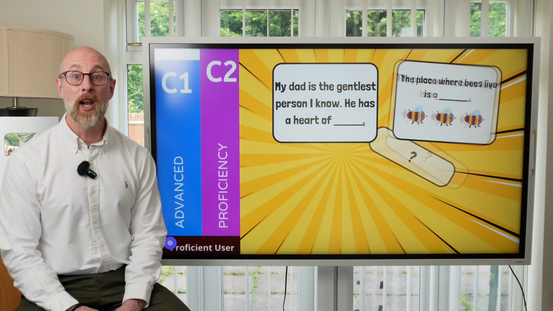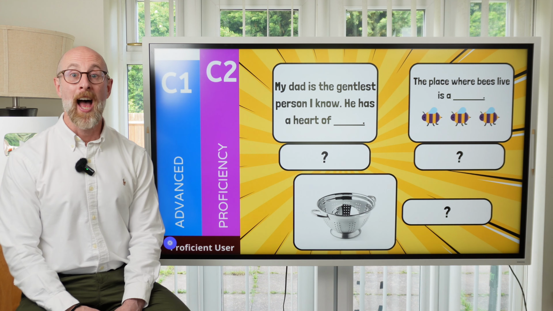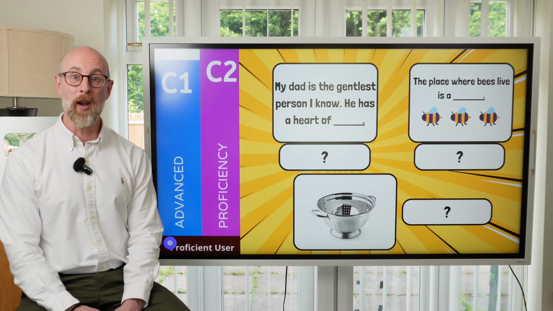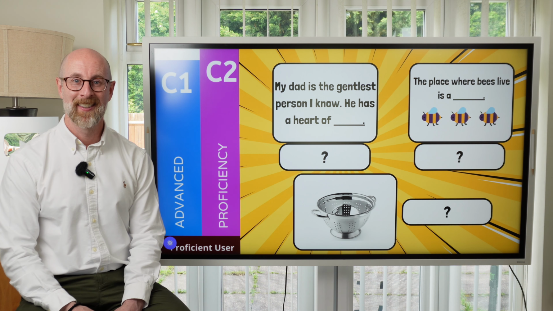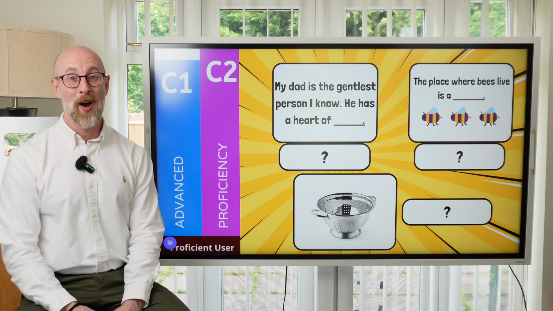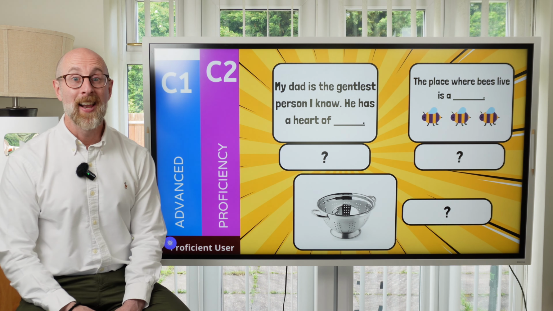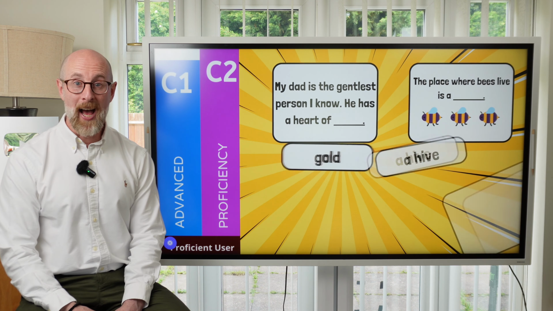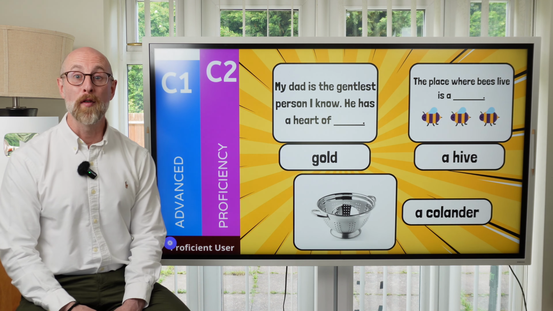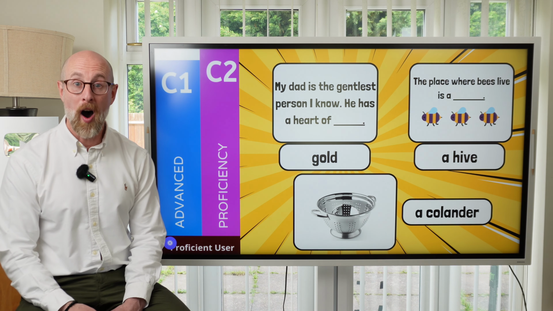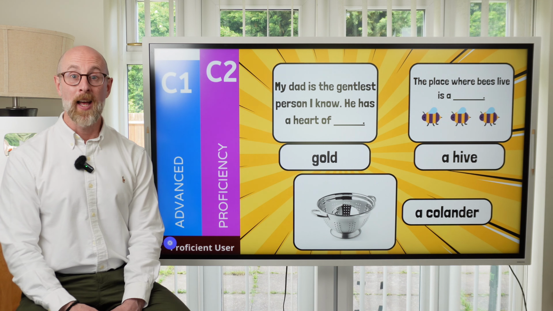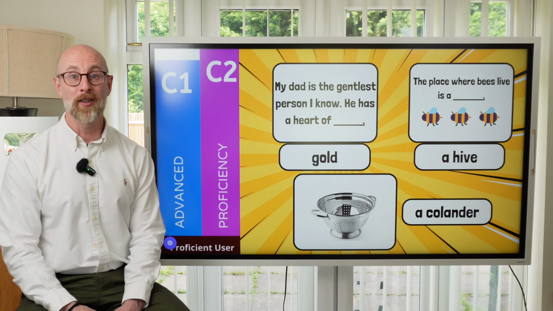Let's move on to the last set of words at C1 and C2 level. What are the words? Okay, are you ready? Let's check. My dad has a heart of gold. Bees live in a hive. And finally, this kitchen utensil is called a colander.